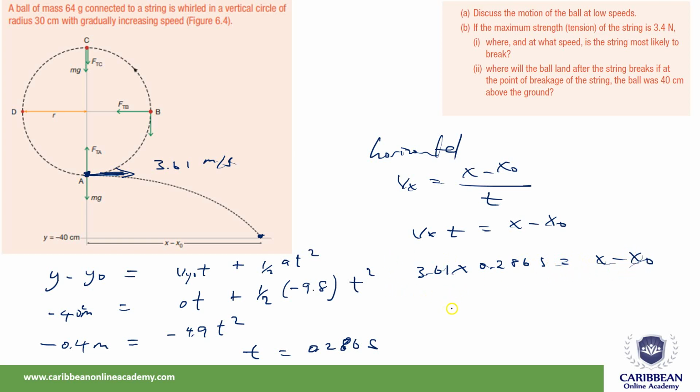And we'll do all of this math. It shows that the distance is going to be 1 meter. So in essence, it's 1 meter away that the object has fallen. Okay? So that covers that.